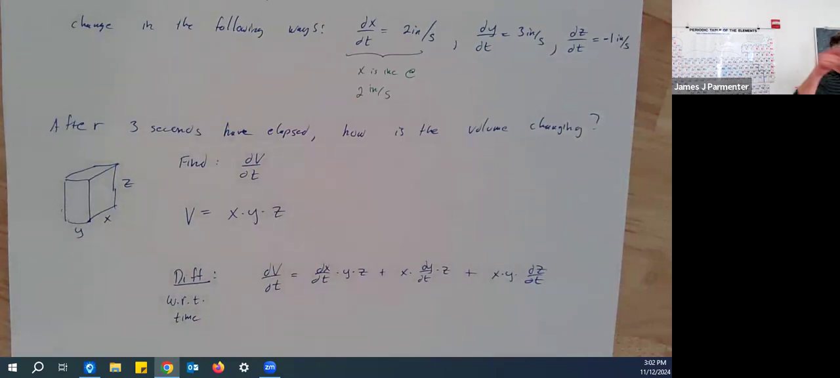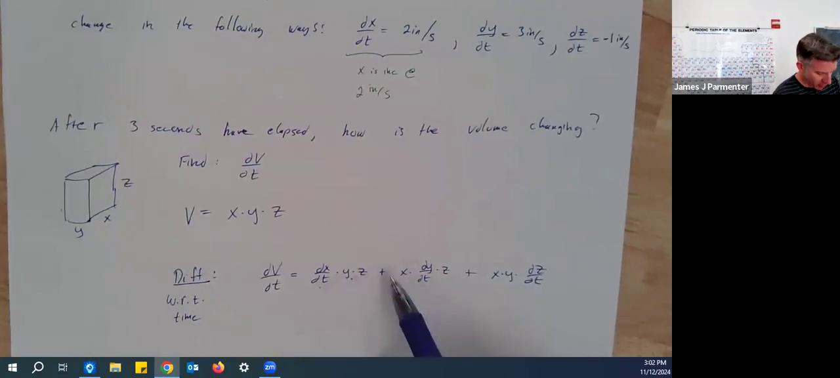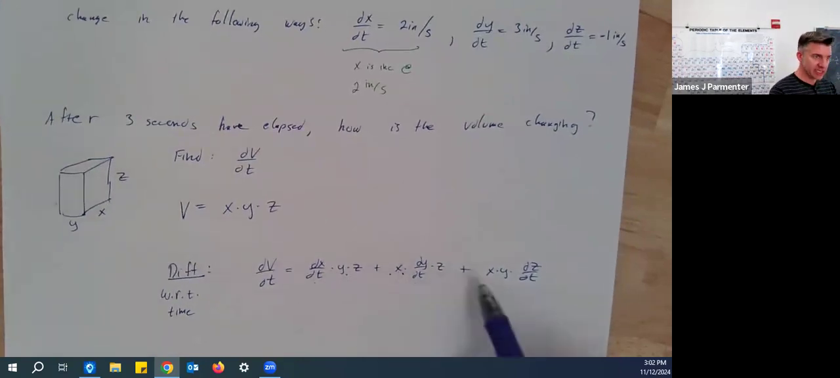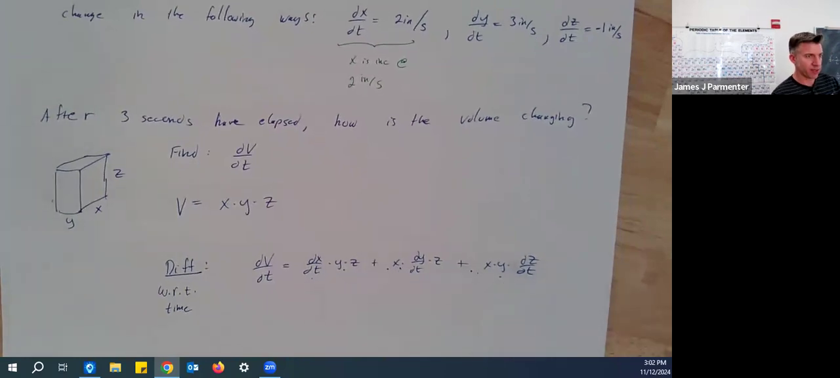Yeah, Monty, what's up? No, I could have written it as dx/dt times y times z plus dy/dt times x times z plus dz/dt times x times y. It doesn't matter how I write those products. I'm just writing it in a way so that x, y, z is always in the same order, but it doesn't really matter.